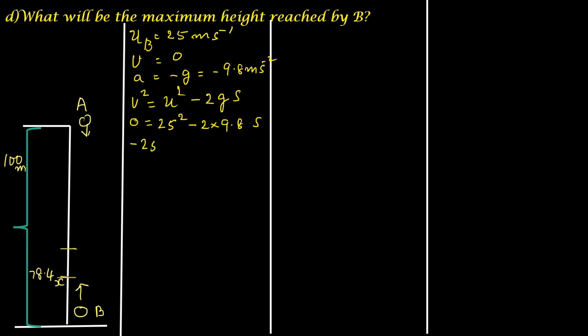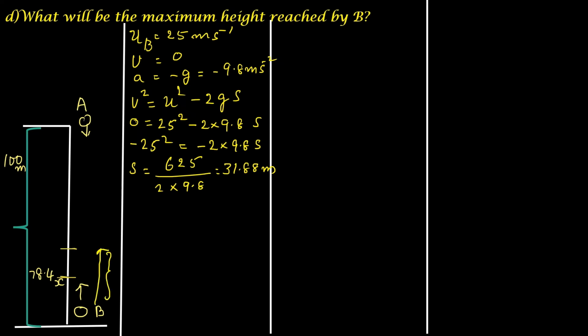So negative 25 square is equal to negative 2 into 9.8 s. So s is equal to 25 square, 625, divided by 2 into 9.8, which will be equal to 31.88 meter in the upward direction. This ball is moving in the upward direction, so it can move to a distance of 31.88 meter up from the ground surface. But the question is whether it will meet ball A while it is moving in the upward direction.